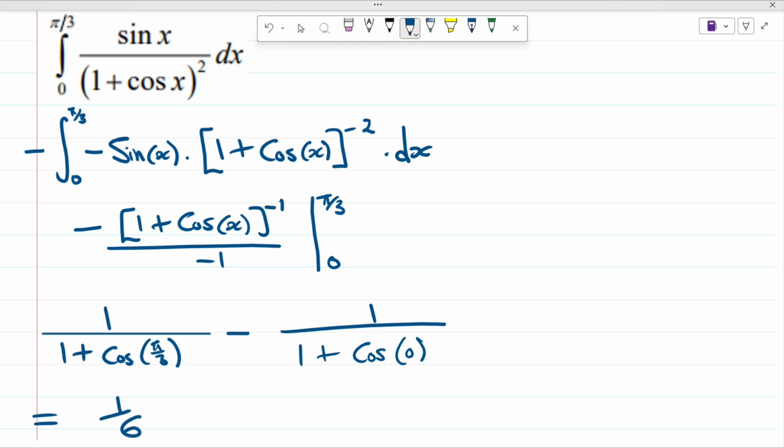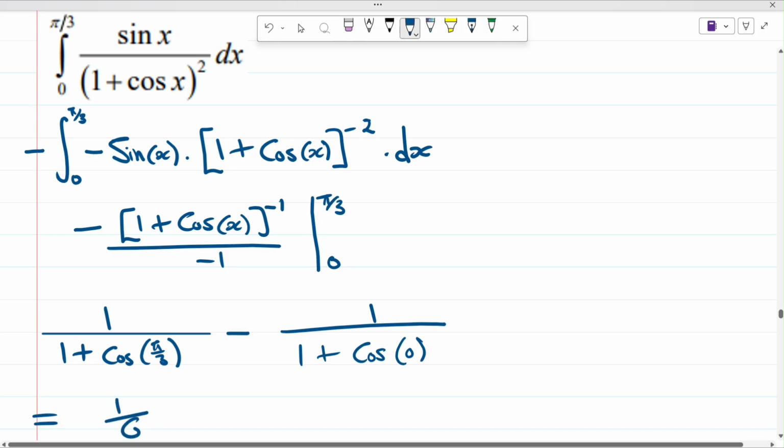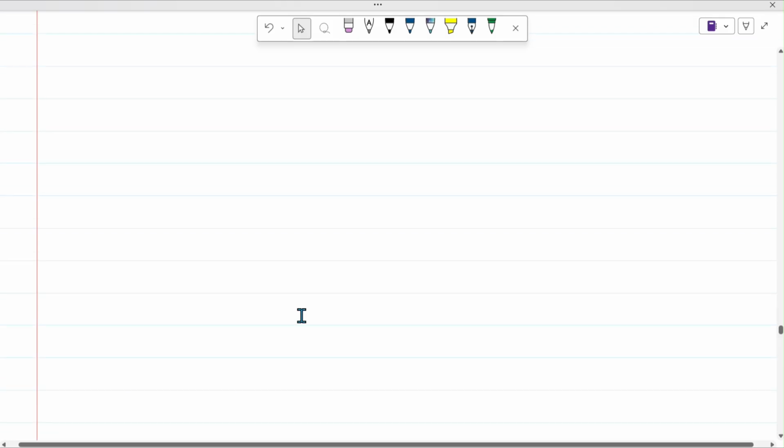If you don't get 1 over 6, definitely you are wrong. So, ta-da, that's your answer. You should have gotten the same thing as well. So, yeah, let's see if we can calculate the following question.